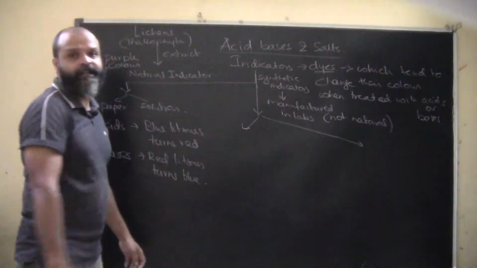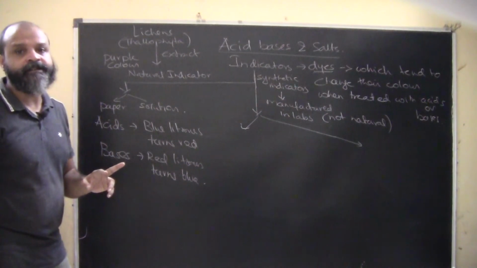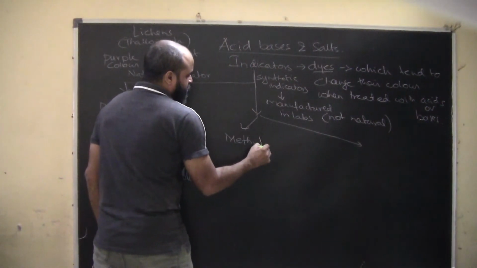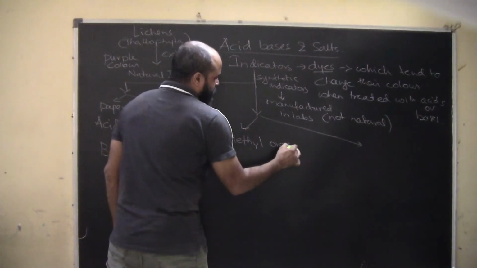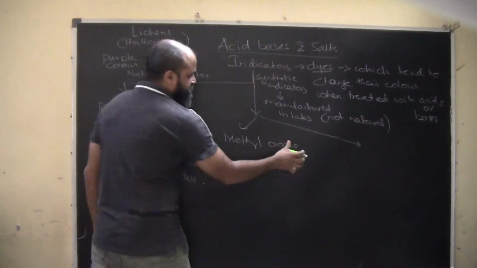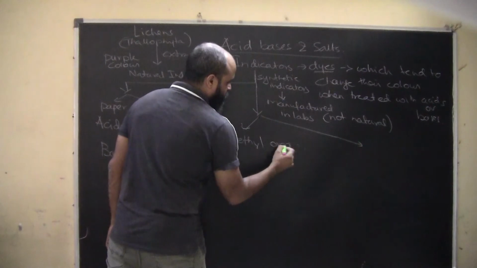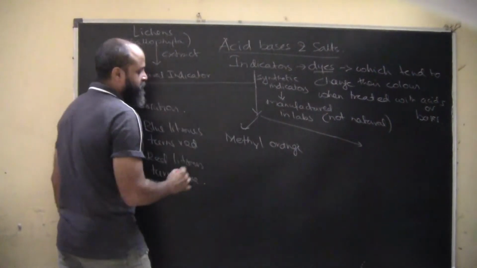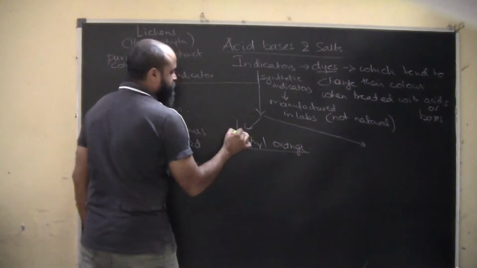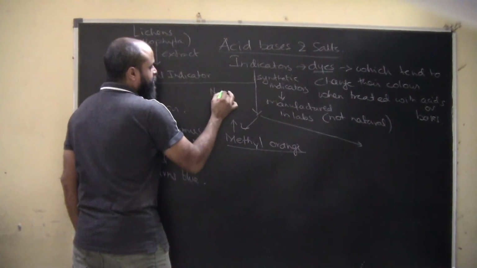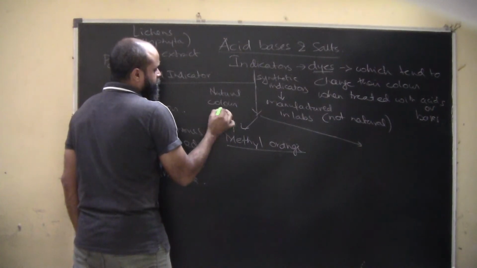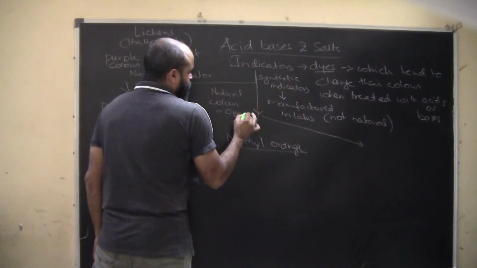Now in synthetic indicators we have two types of indicators. One is methyl orange. Methyl orange, as the name itself suggests, the natural color is orange. Okay, the natural color here is orange.